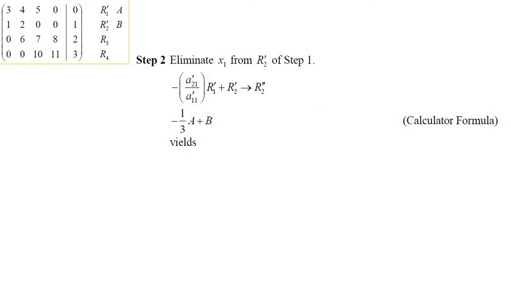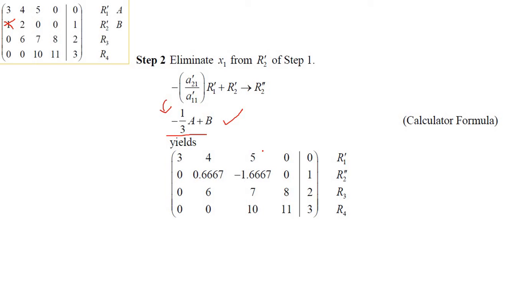The next step is for you to eliminate x1. We would like to eliminate x1 from row number 2. So we will use this formula. We would like to have this formula translated into the calculator form, so you'll have this one. You will get this answer if you replace the matrix.